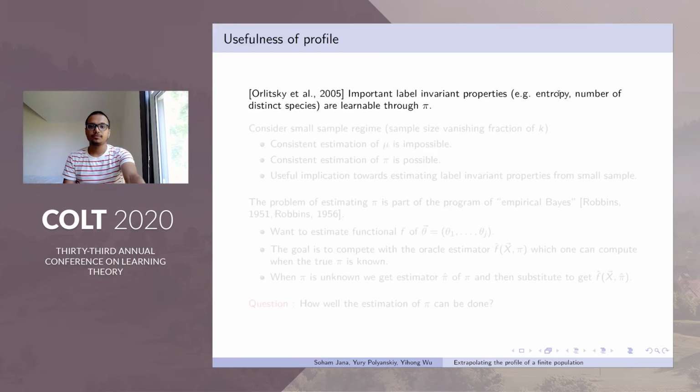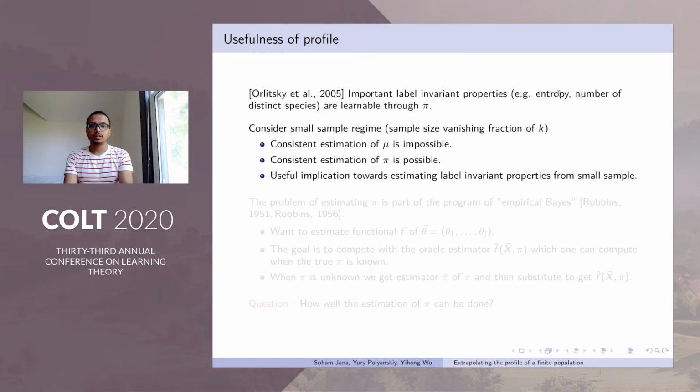What is the use of pi? So we note that a lot of important properties, such as entropy and the number of distinct species of the population, are actually label invariant, or in this case color invariant. So they can actually be learned through pi. When the sample size is actually a vanishing fraction of the population size, we already noted that the full distribution of color actually cannot be estimated consistently. But interestingly, in a lot of small sample regime, consistent estimation of pi is actually possible, which implies in those regime we can actually have good information about those label invariant properties that I mentioned.